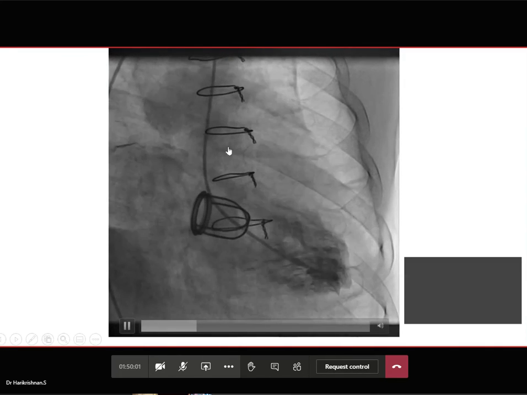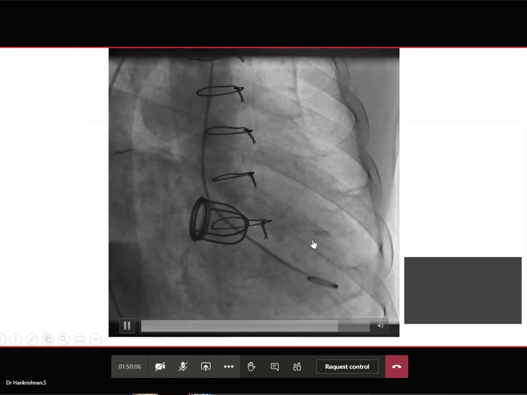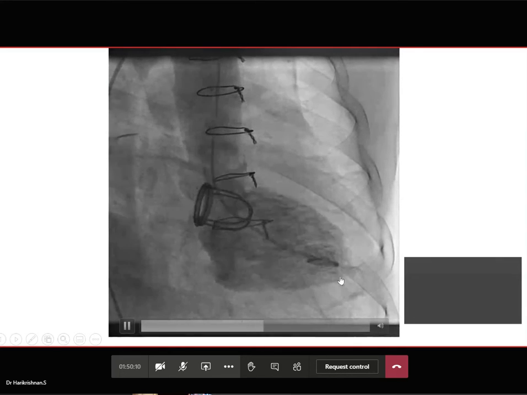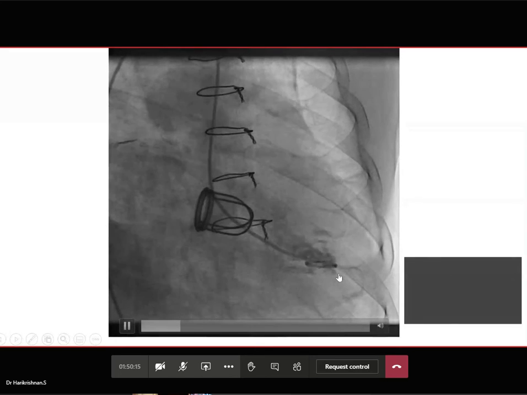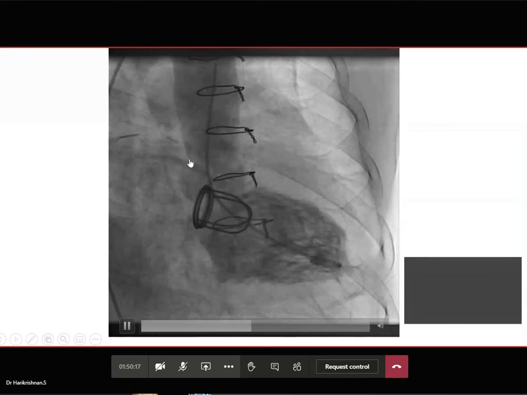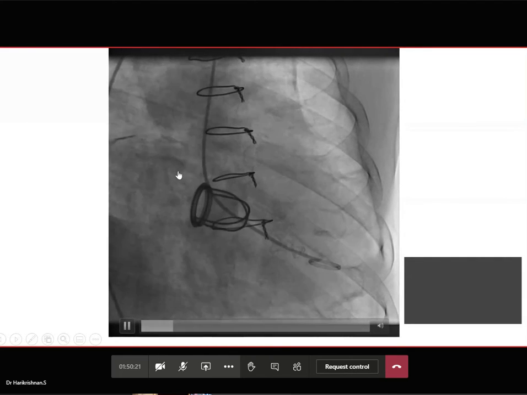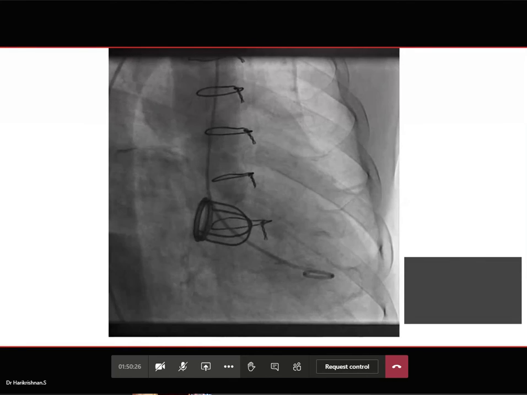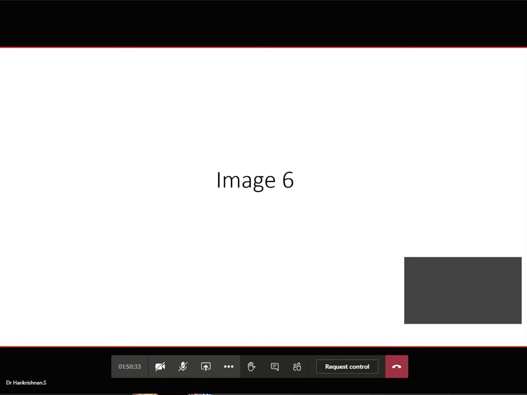I wanted you to tell me the etiology. Because the left atrium is calcific, it is a rheumatic mitral valve, post CMV. Post CMV because of the LV bifid apex indicating a previous purse string suture, and the calcific left atrium. Okay, this is a post-op MVR for a post CMV patient. LA calcium, bifid LV apex, telltale evidence of a CMV.